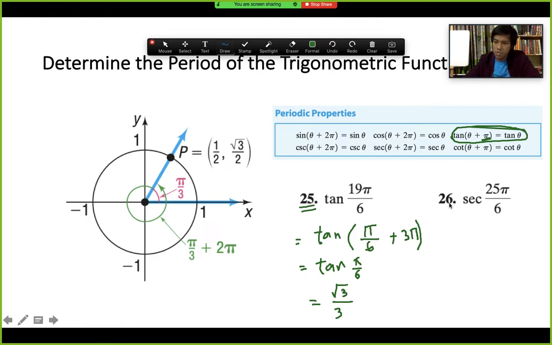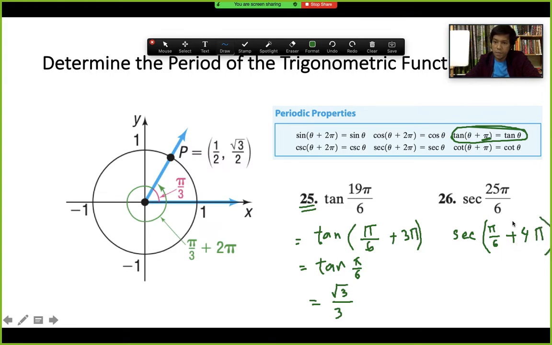Now this one, number 26. This is sec. Again, let's try to break it down in such a way that we will have this value. Let's write 6 down here for easier calculation. This is 6 and this is 25. If we write 4 pi here, 4 into 6 means 24. So 24 plus pi equals 25 pi, and this is 4 pi.